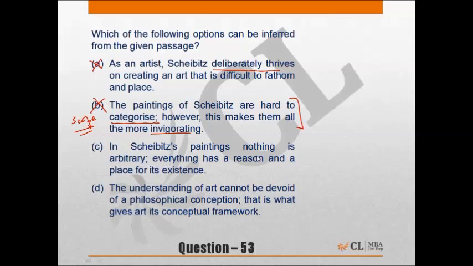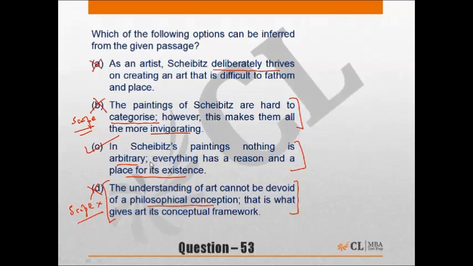Choice C, in Shibitz's painting, nothing is arbitrary. Everything has a reason and a place for its existence. This can be correct. I'll just go back to the passage and show you where it was. Let's quickly look at choice D also. The understanding of art cannot be devoid of its philosophical conception. That is what gives art the conceptual framework. Incorrect. As with choice B, this is also out of scope. So on account of scope, I'll ignore it. The answer has to be choice C.